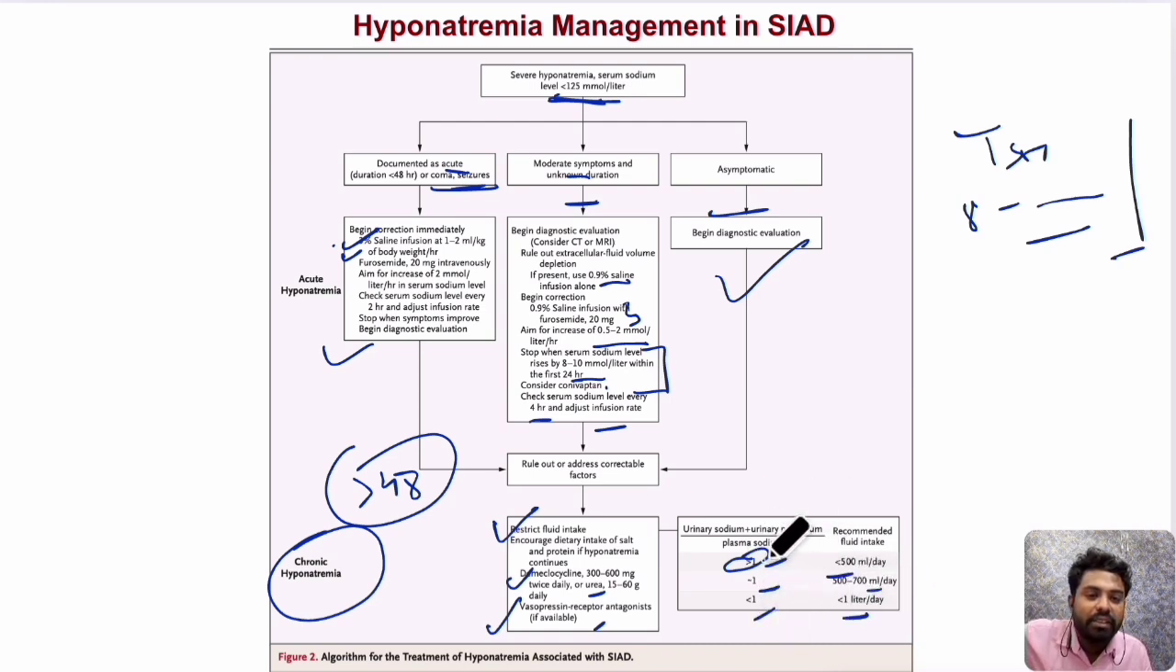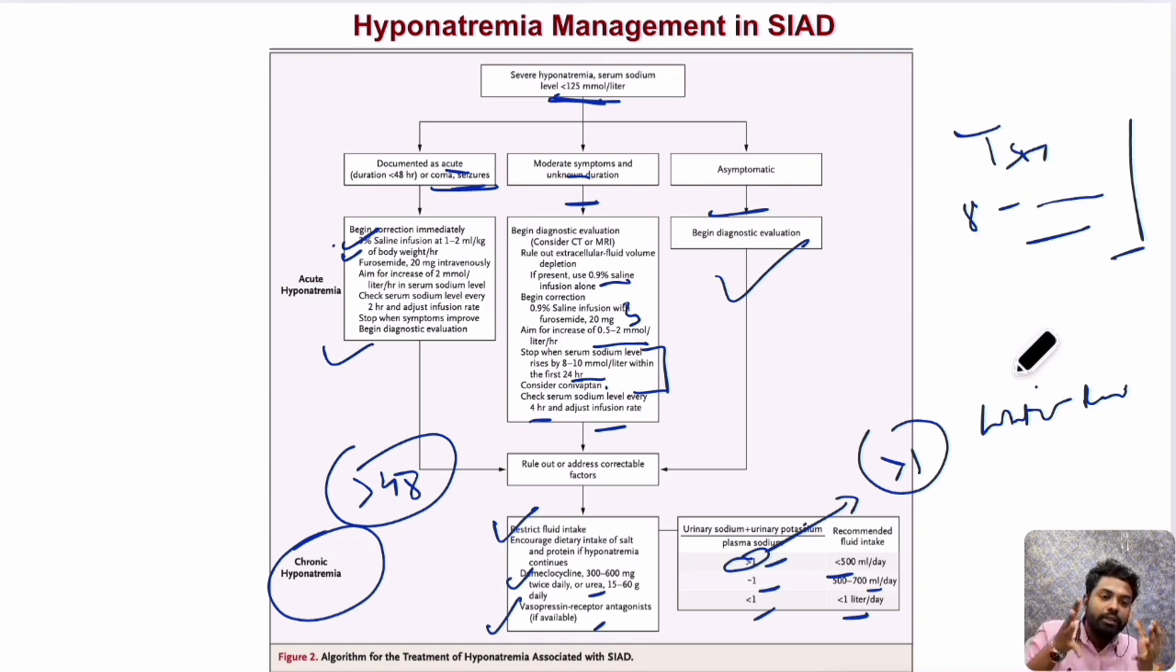So in these situations, when this ratio is more than 1, water restriction alone does not work, because the urinary sodium potassium ratio is more than plasma sodium. The salts are being excreted more, so water restriction alone will not work. You will have to give oral salt also. Okay, and with vaptans you have to actively stop any fluid intake.